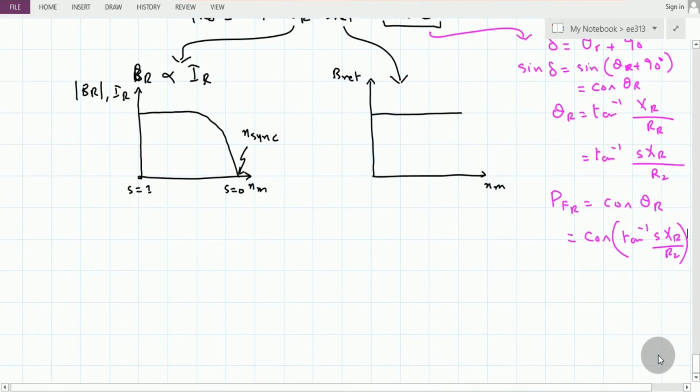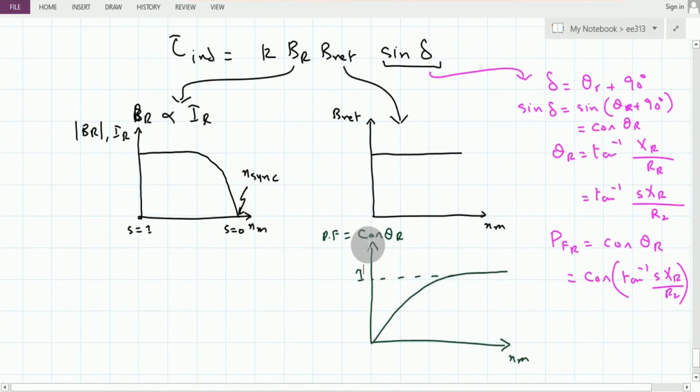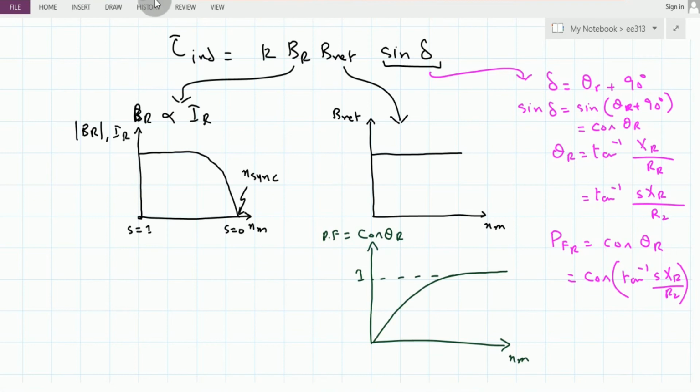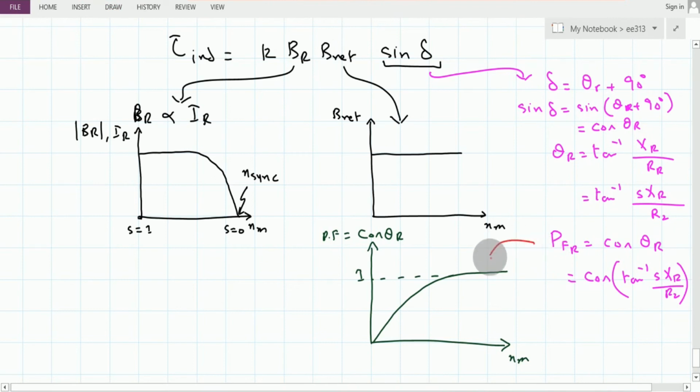And if I plot it as a function of the speed, because now the slip is there, then this particular plot becomes something like this one. Here we have this Nm. This is the cosine theta r, which is the power factor of the rotor circuit, and it is something like this. Now these three things are shown in the form of the rotor power factor angle.